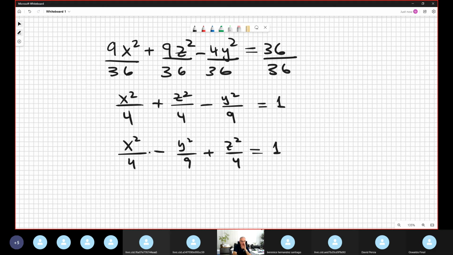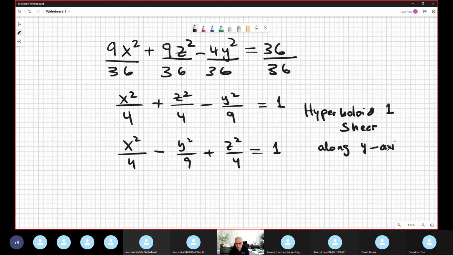And one is negative. What is the name? First name and last name of this surface. I need your participation. Hyperboloid of one sheet. Exactly. Hyperboloid of one sheet along the y-axis. Exactly. Very well. You get the idea. It's super easy. Y-axis because it's different. And the rest is blah blah blah.